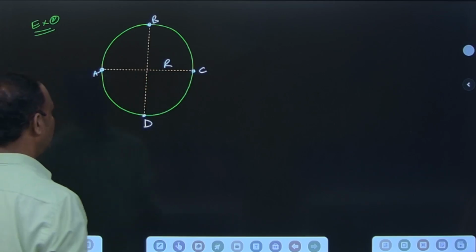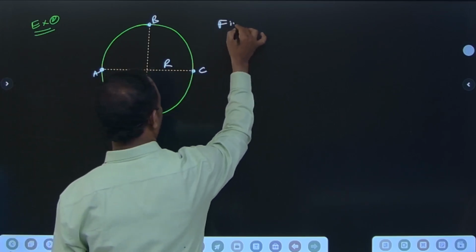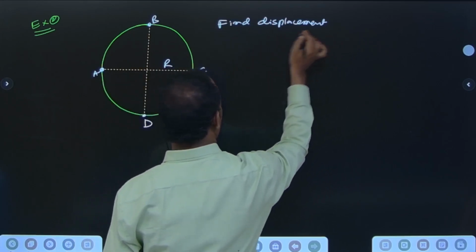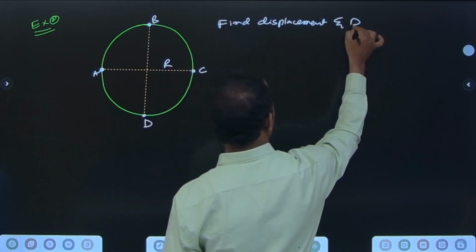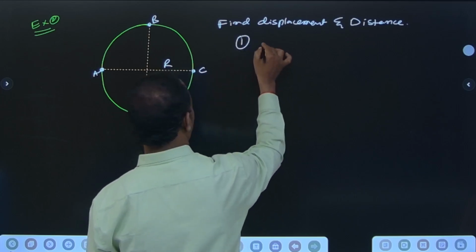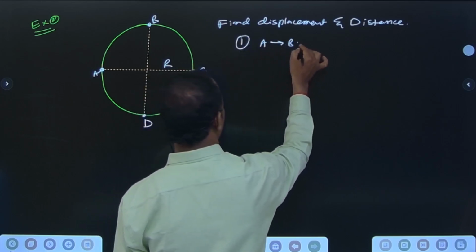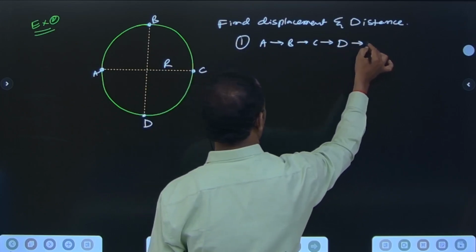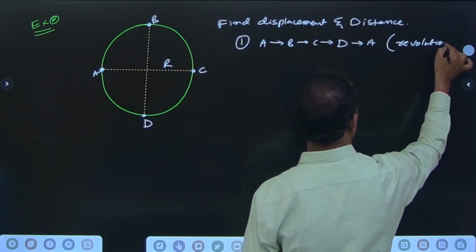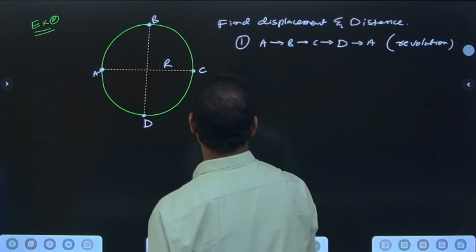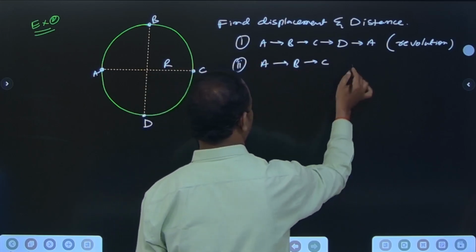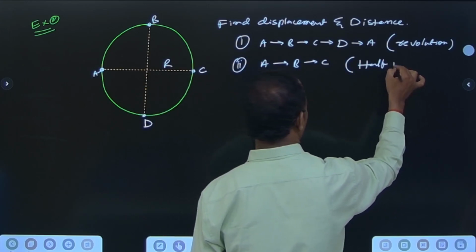So now I'm talking about, for the first question, find displacement and distance in the following situations. First one, A to B to C to D to again A, means one revolution. So second one is about A to B to C. This is half revolution.